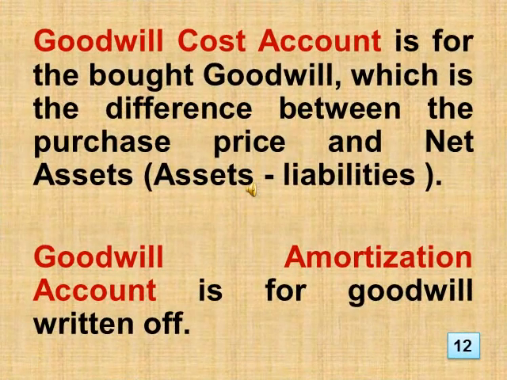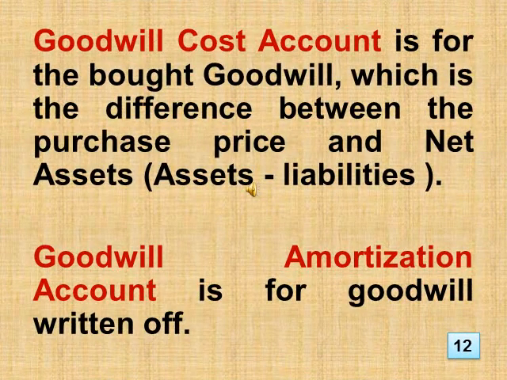Goodwill cost account is for the bought goodwill, which is the difference between the purchase price and net assets. Net assets is the difference between assets and liabilities. Goodwill amortization account is for goodwill written off.